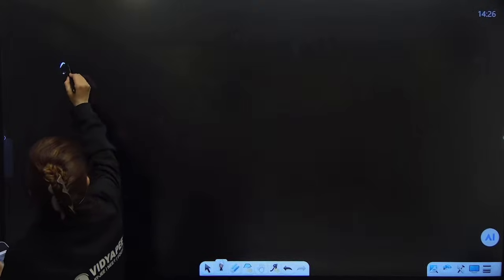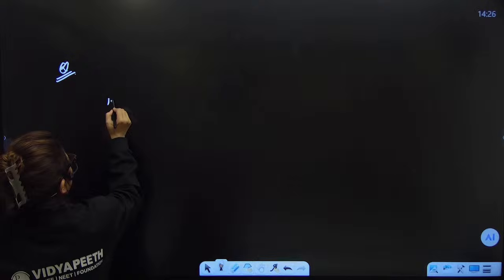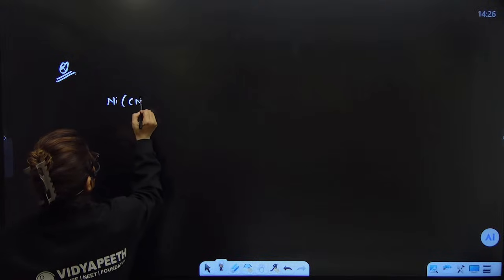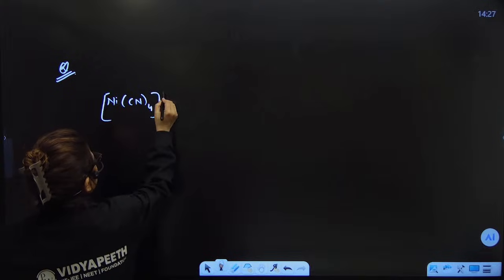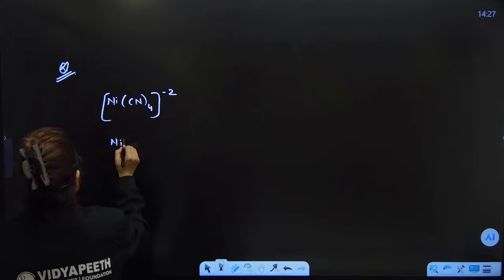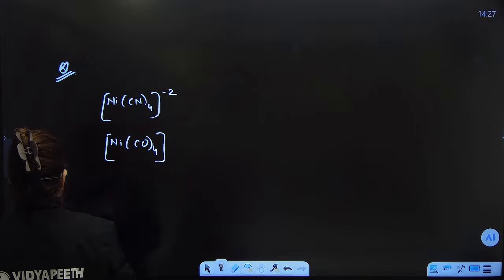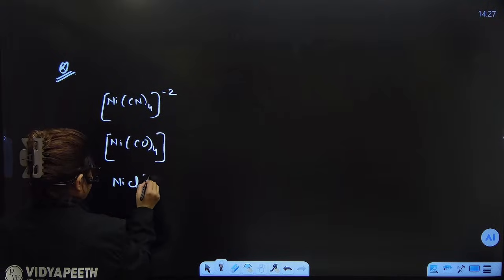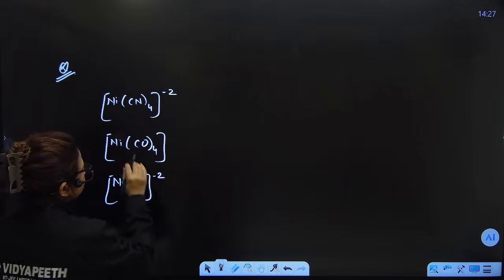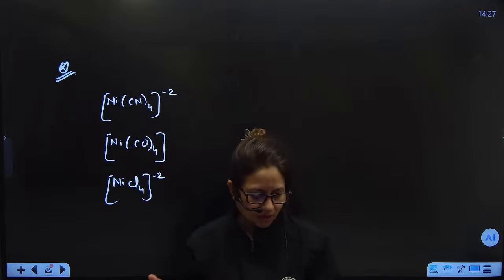So this question belongs to the coordination compound, and it's a very simple question. They have given Ni(CN)4 2-, Ni(CO)4, and NiCl4 2-. We have these three complexes given. I'll read the options. They are asking which is the correct option.